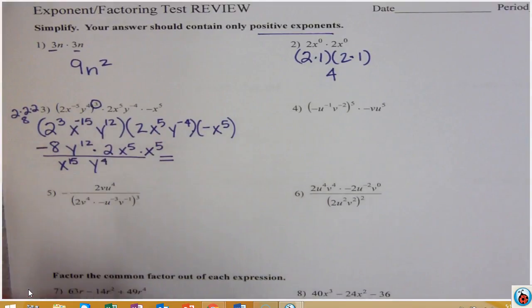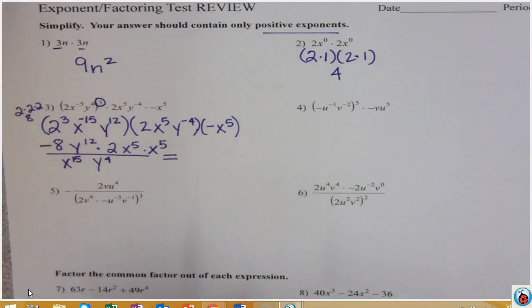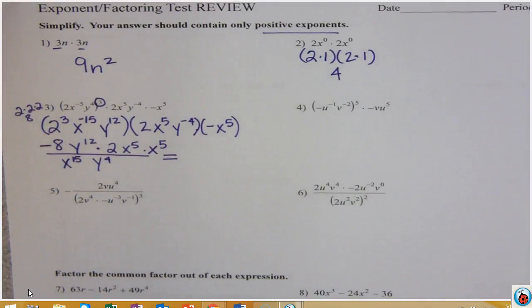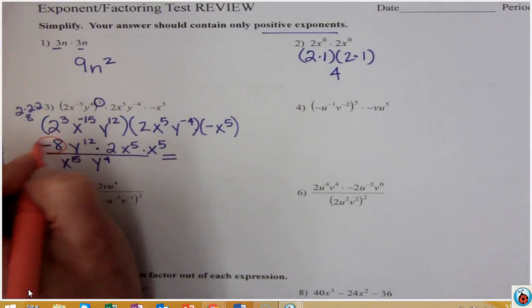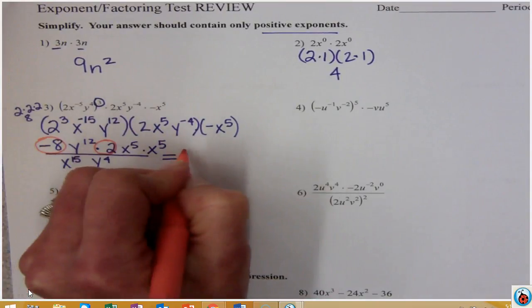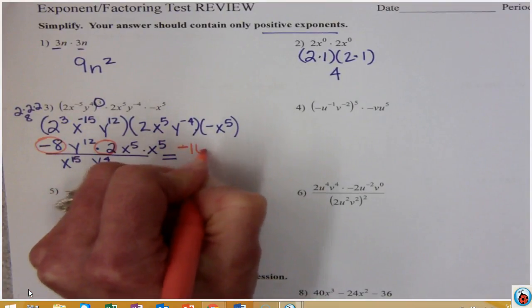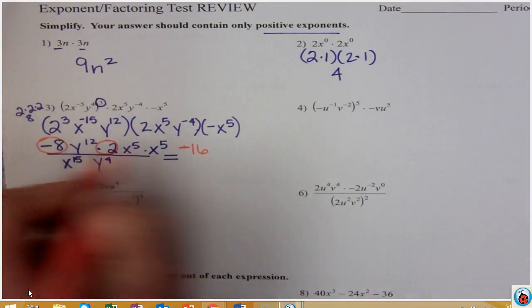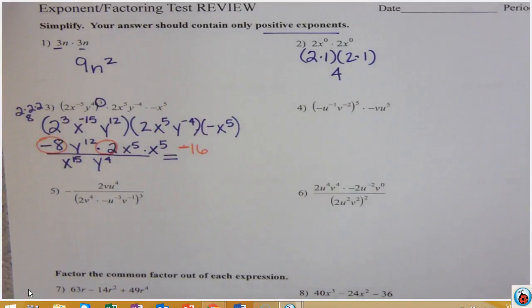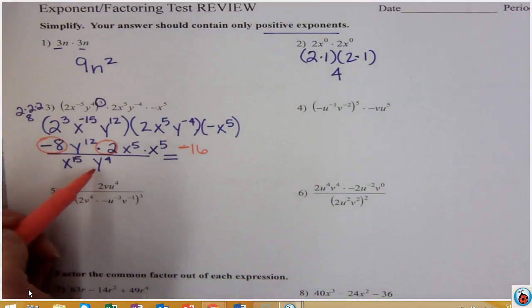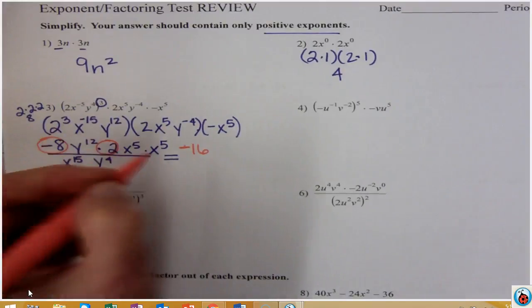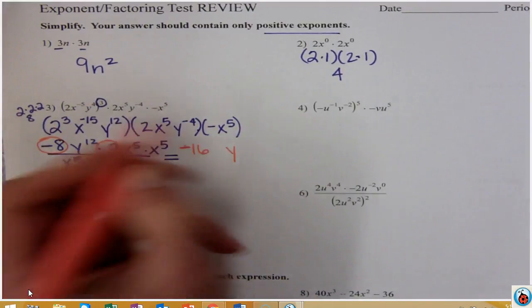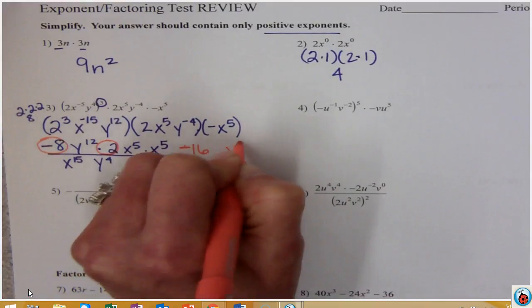Now I can start combining my exponents. So I've got 8, negative 8, and 2. So that's going to give me negative 16. Then I will do it one step at a time. Well, y to the 12th over y to the 4th is basically the same as y to the 12 minus 4, so that's going to be 8.